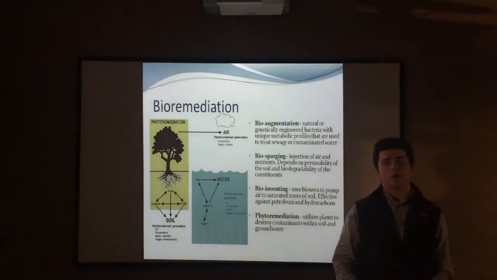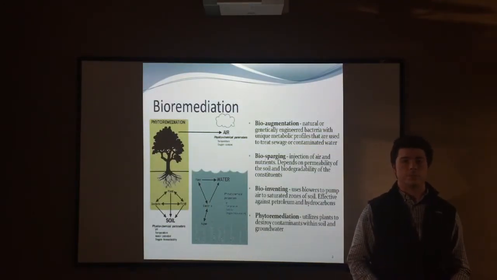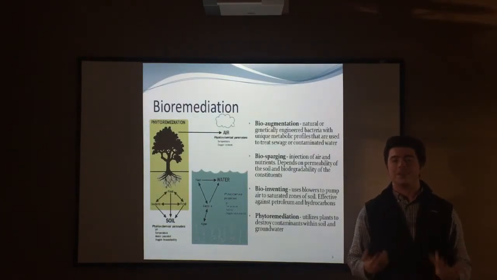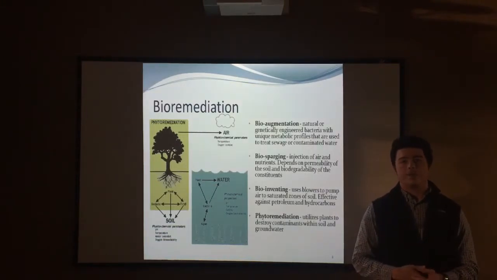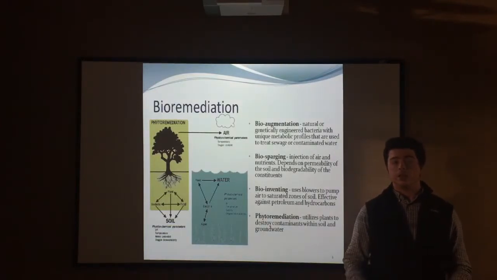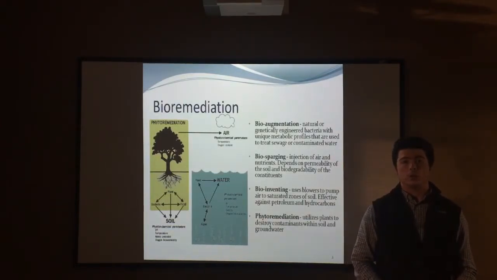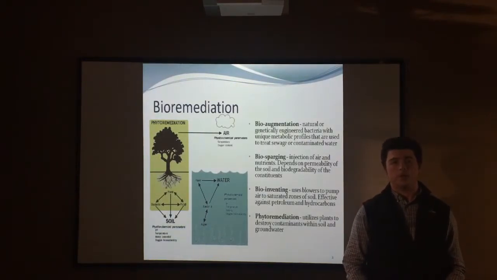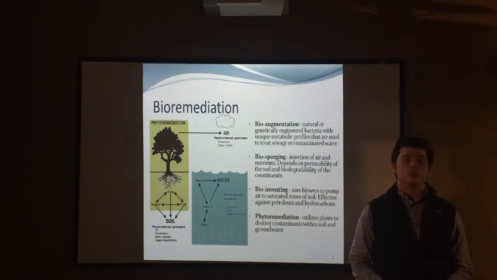So first off, we have bioremediation. There's a lot of ways to implement biological aspects. However, these are the most common: bioaugmentation, biosparging, bioventing. They kind of go hand in hand. And phytoremediation. First off, bioaugmentation is basically when you use genetically modified or naturally occurring bacteria that have unique metabolic profiles to decontaminate the water.